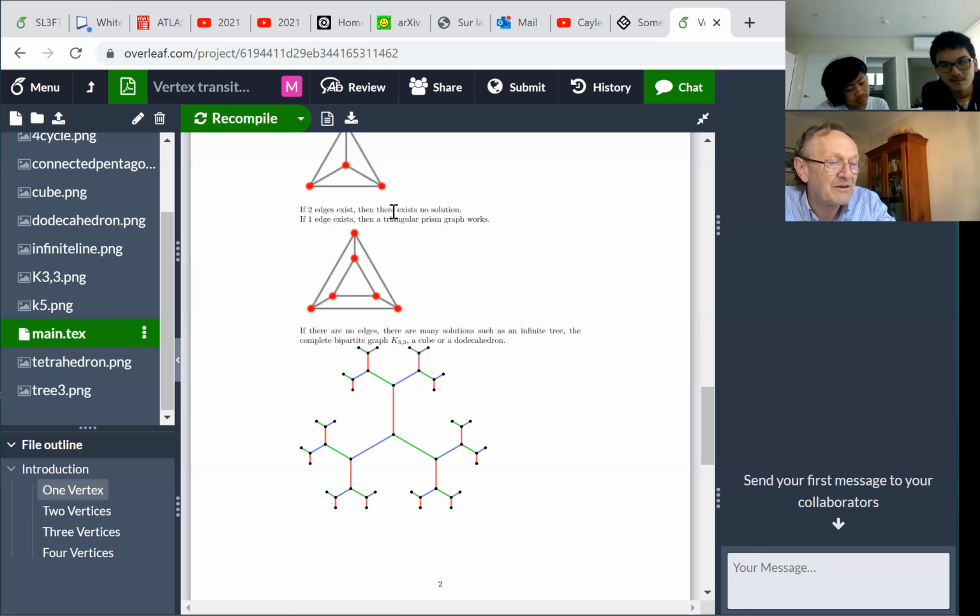It looks from the trend that as we increase the number of vertices, there'll be a smaller and smaller percentage of the graphs that are excluded by this criterion. But that's only one criterion. That doesn't mean that all the others do extend.